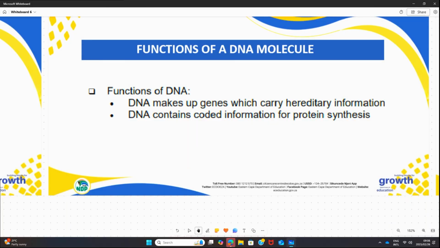And lastly, it says that it contains a coded message for protein synthesis, or a coded information for the synthesis of proteins. So for proteins to be synthesized, first of all, there must be an instruction from the DNA that is telling how these proteins are to be synthesized. So in essence, it contains a coded message for protein synthesis. Remember, in grade 10, you learned that proteins are large molecules. They cannot enter or pass through the cell membrane. So a cell needs to synthesize its own proteins from the amino acids.